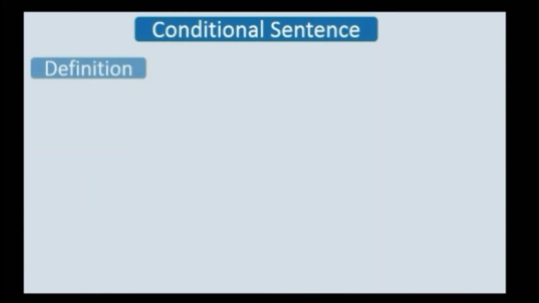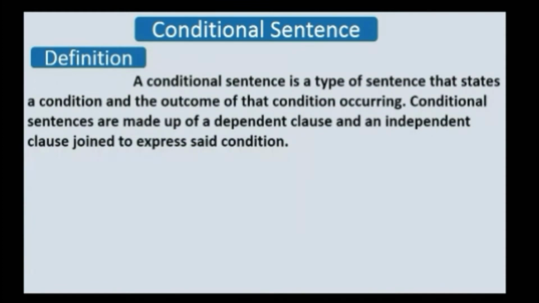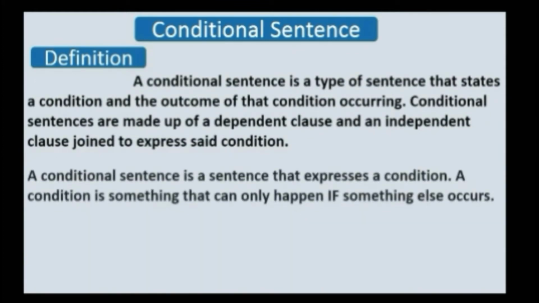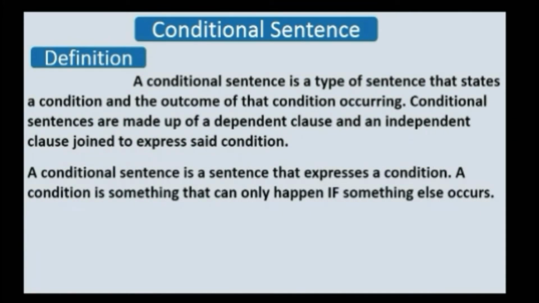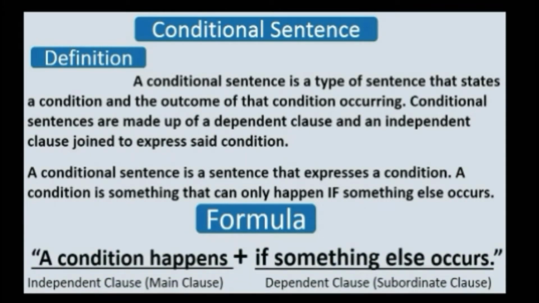So now I'm moving towards the conditional sentence. Basically, what is a conditional sentence? A conditional sentence has two parts. One is a dependent clause and the second is an independent clause. The independent clause is the result of that conditional sentence, and the dependent clause is the condition. So these two together make a conditional sentence. The independent clause is also called the main clause.